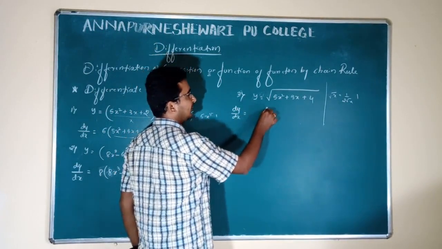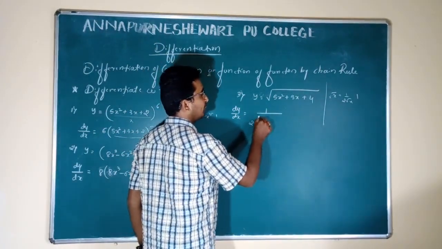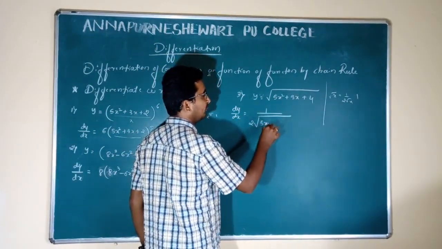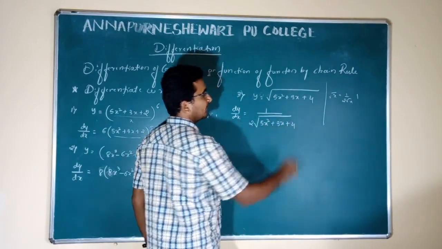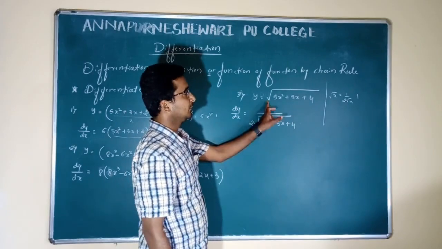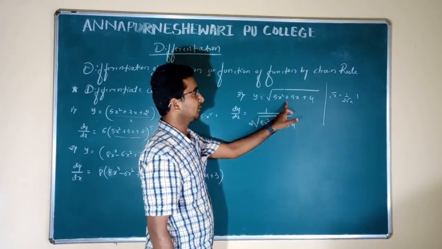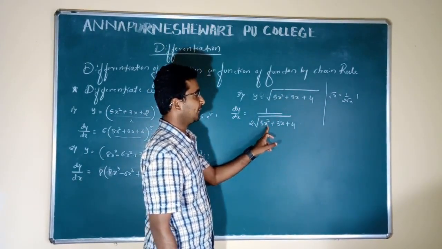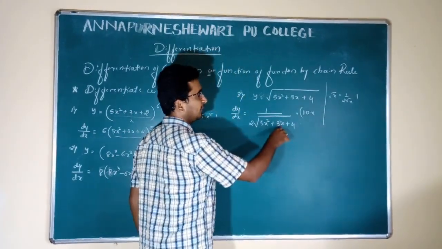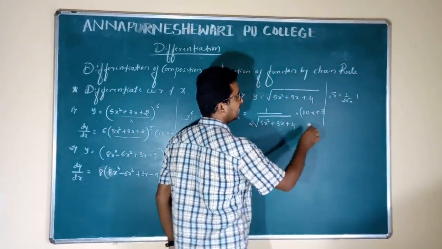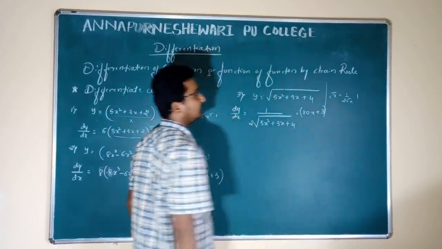Then the differentiation of y is dy by dx. So this one I can keep as 1 divided by 2 root of x. Instead of x, what I have to do? 5x square plus 3x plus 4. First we apply it for the root, then for the x terms. 5x square differentiation is 10x. Differentiation of 3x is 3. Differentiation of 4 is 0.